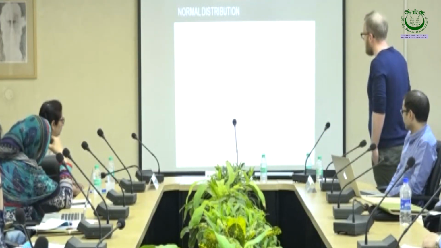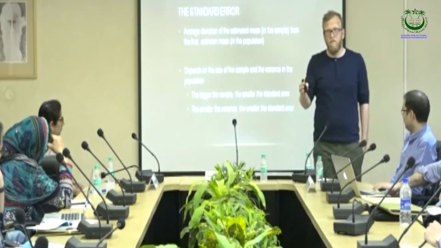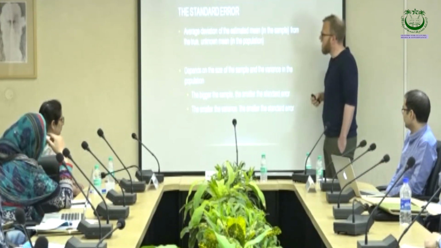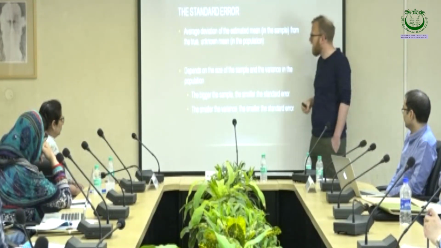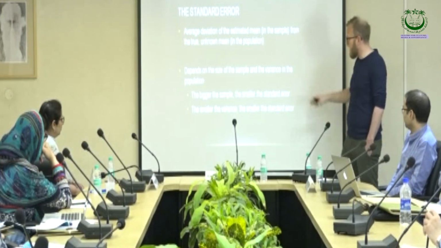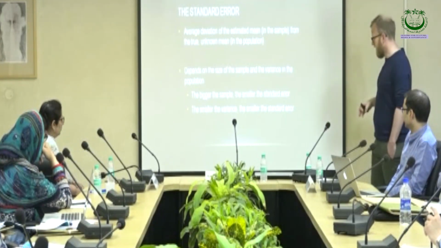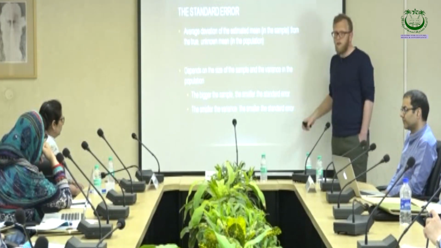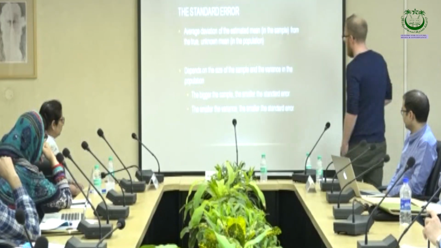So what we then try to do is estimate how far our sample mean is off the real mean. And we do that based on standard errors, which is the average deviation of the estimated mean in the sample from the true unknown mean. And that standard error depends on the size of the sample and the variance in the population of what we're looking at. So the bigger the sample, the smaller the standard error is, but also the smaller the variance in the population of what we intend to measure, the smaller the standard error becomes.